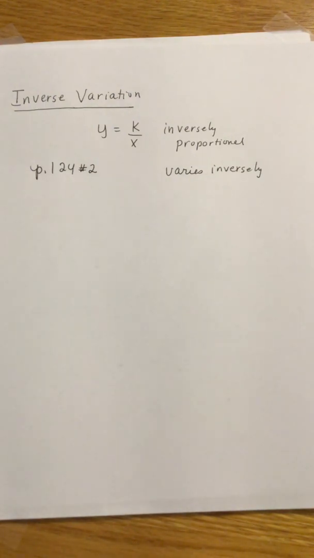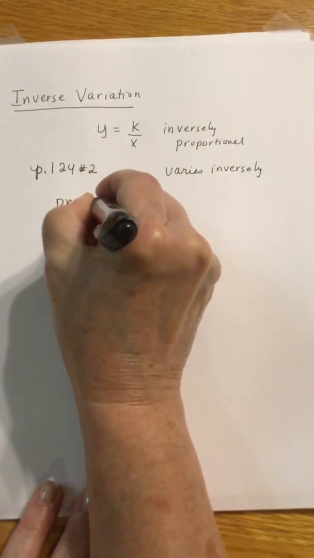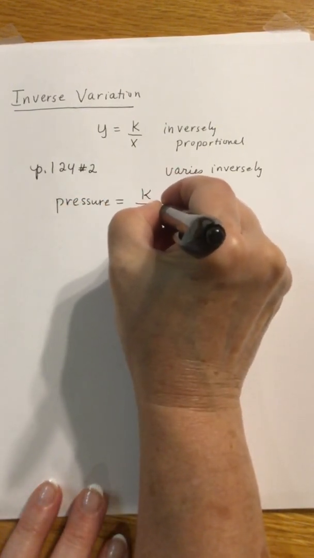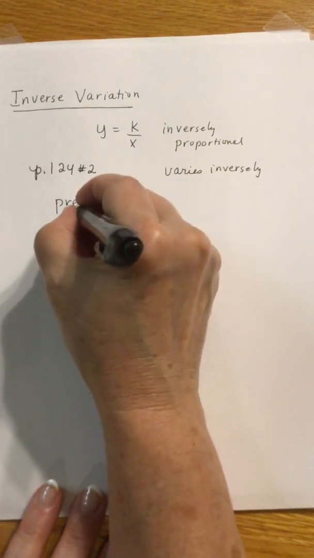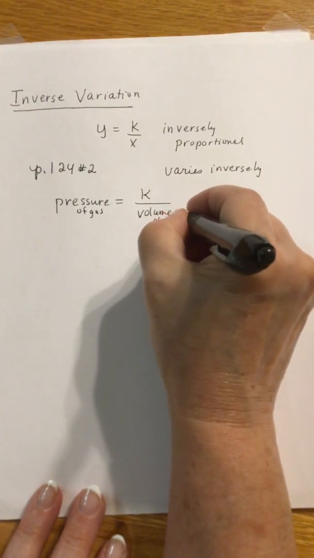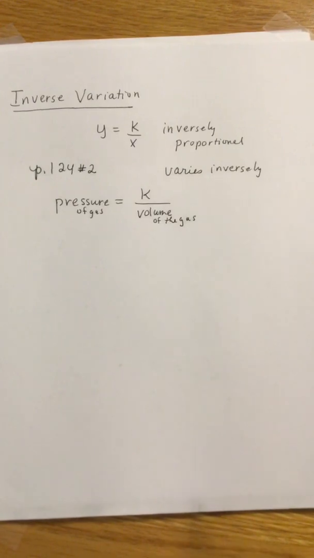Okay, so reading it again. Boyle's law states that when a sample of gas is compressed at a constant temperature, the pressure is inversely proportional to the volume. So we're going to say pressure equals K over volume. So this would be pressure of the gas, volume of the gas. So that's our general equation.